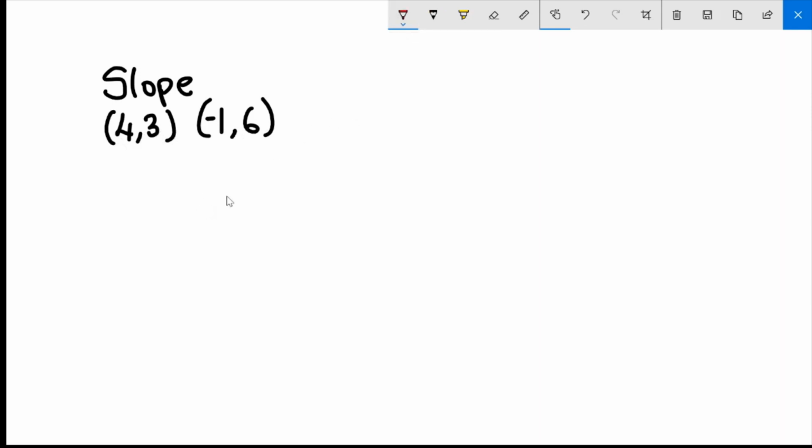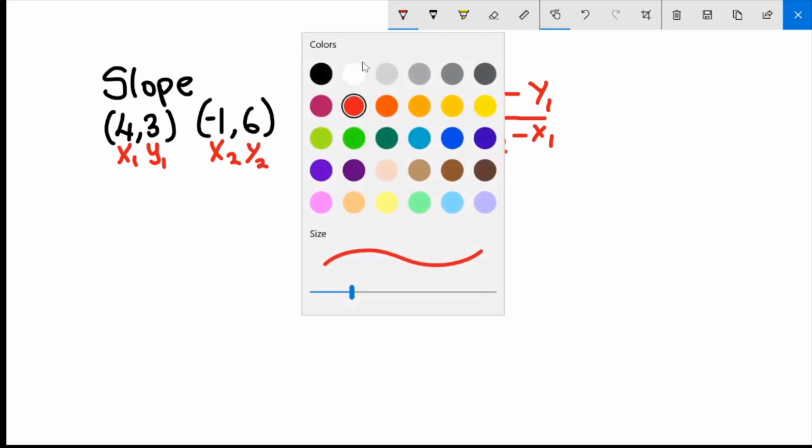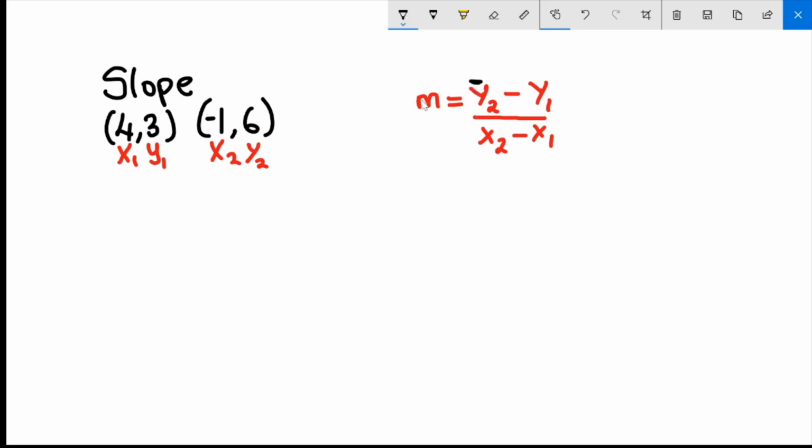We shall use the formula of slope, which is m, slope, equal to y2 minus y1 divided by x2 minus x1. So all we need to do is to identify y2, y1, x2, and x1 here. This would be our x1, and this would be our y1. So x1 and y1, then this is our x2, x2, and this is our y2. So we'll plug in these numbers here.